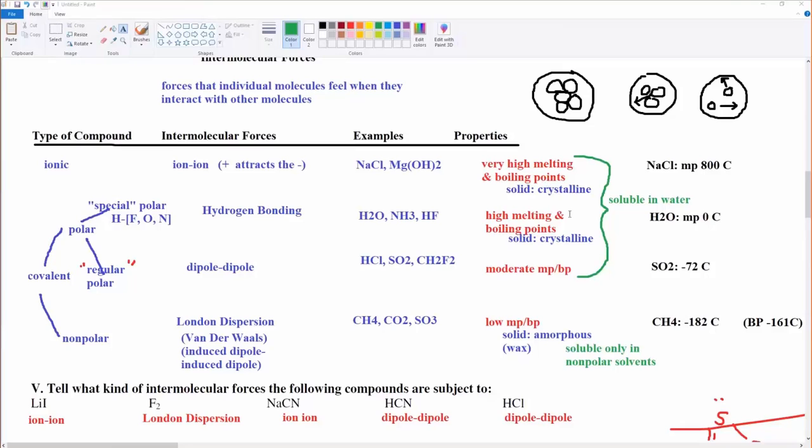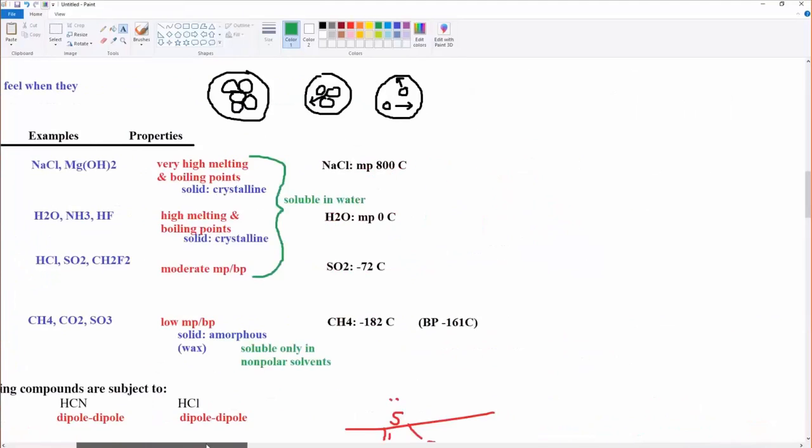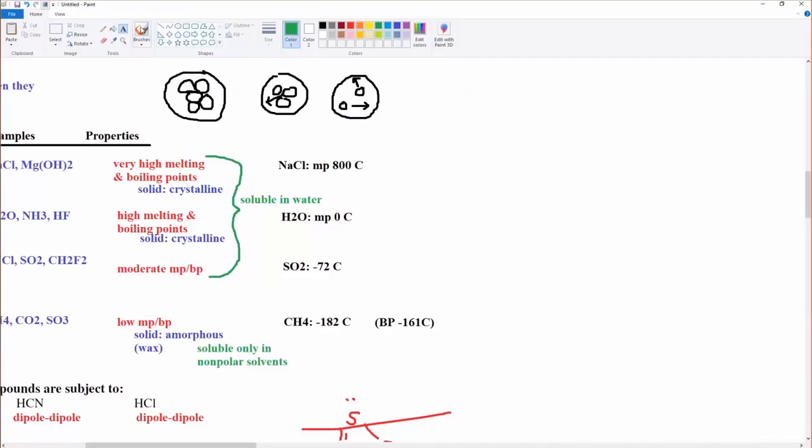Chase has a really good question. Would alcohol be London dispersion? Because that's why it doesn't fully mix with water. Oh, that is such a good question, Chase. Okay, so alcohol and water. In terms of organic chemistry, alcohol is a generic term for a functional group which has an OH on it.